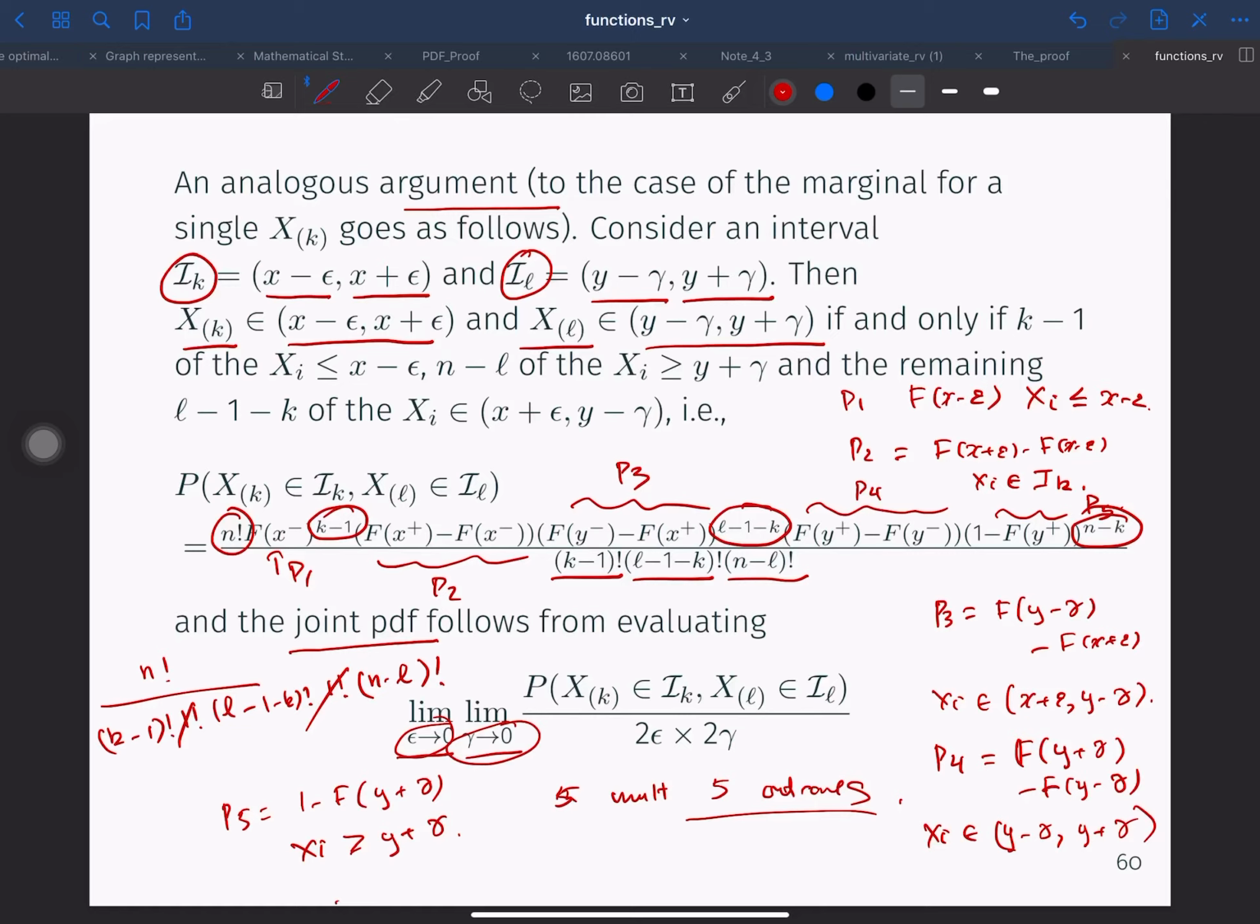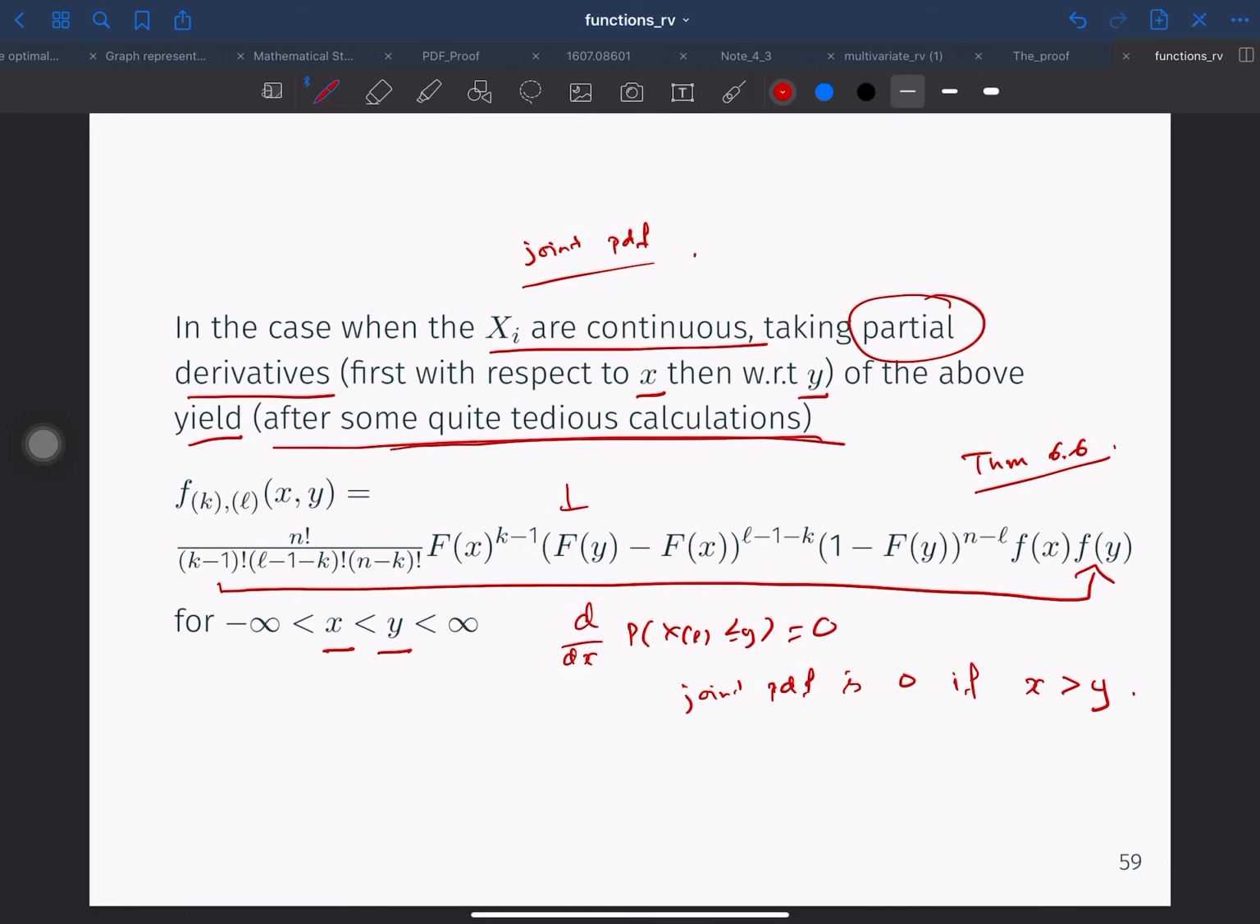So as epsilon goes to 0, P1 will converge to fx. And then P3 will converge to fy minus fx. And then P5 will converge to 1 minus fy. The remaining quantities will converge as well: P2 divided by 2 epsilon will converge to little fx, and P4 divided by 2 gamma will converge to little fy. And that will be what we claimed earlier to be this expression here, which is theorem 6.6.